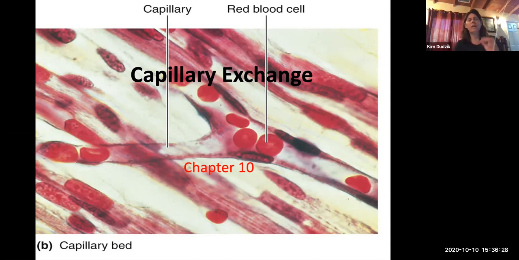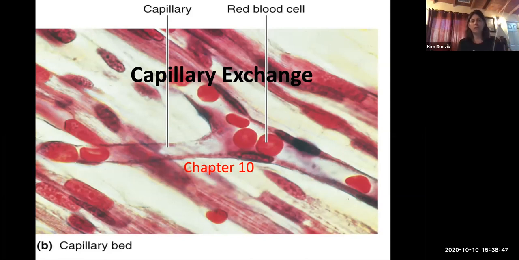But we have to understand, how does that happen? How does the capillary bed allow oxygen to leave but pick up CO2? It goes in the opposite direction. How do they know how to do that? So that's what this lecture is going to be about, to see exactly how that is.